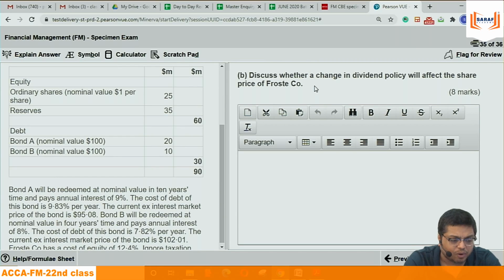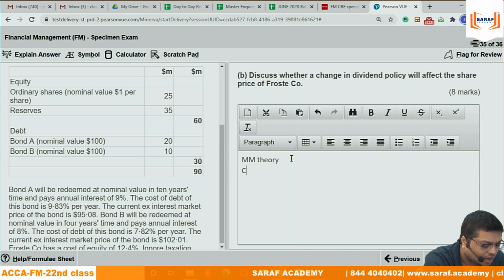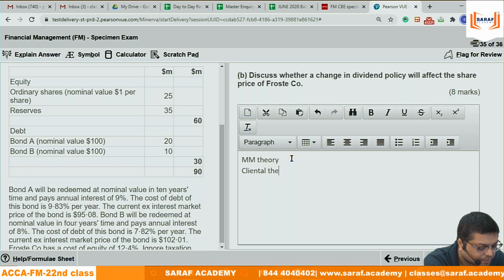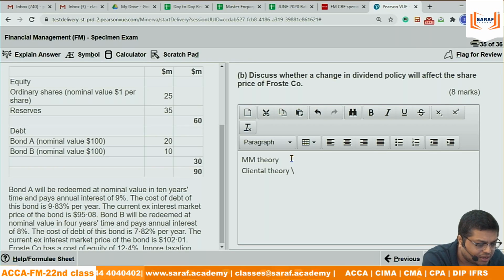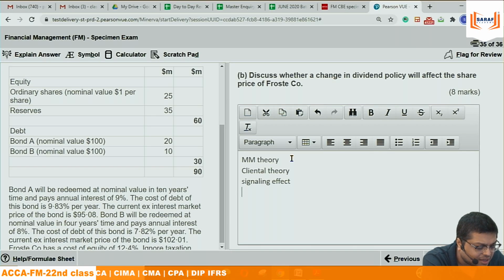Discuss whether a change in dividend policy will affect the share price of F company. Suppose I am writing this answer in the exam. Before writing, what will I think? MM theory. Then I will think clientele theory. Then I will think signaling effect. Then I will think practical aspects.